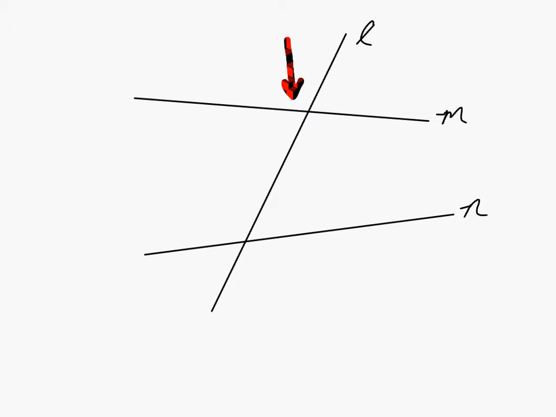Here and here? Exterior angles. Very good. Here and here? Alternate exterior angles. Agreed? Good. You guys are sharp. What about this one and this one? Corresponding angles, aren't they? What about this one and this one?